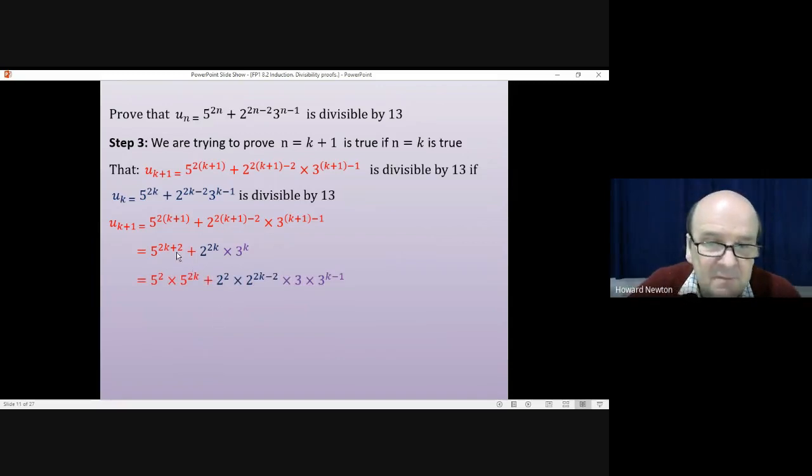Taking out the 5 squared from here gives us 5 squared times 5 to the 2k. Taking out 2 squared from here gives us that. Taking out 3 gives us that. You may ask, why have we done that?